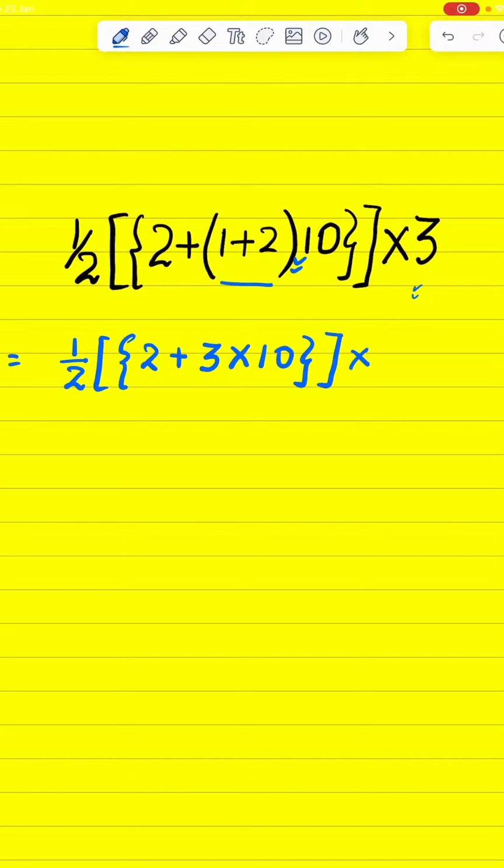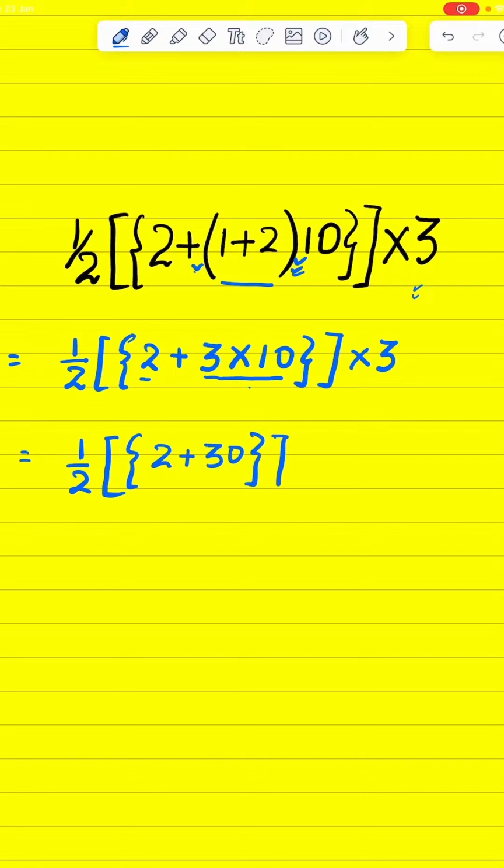So whether a number is written here or here, even if it is written on the left side or right side, when there is no symbol, that means there is multiplication. Now 1 upon 2 bracket, then curly bracket. Now within the curly bracket, follow the rule of PEMDAS. So first multiply these two. 3 times 10 is 30. Then 30 plus 2 gives you 32. Or you can write 2 plus 30 like this. Then bracket, then times 3.